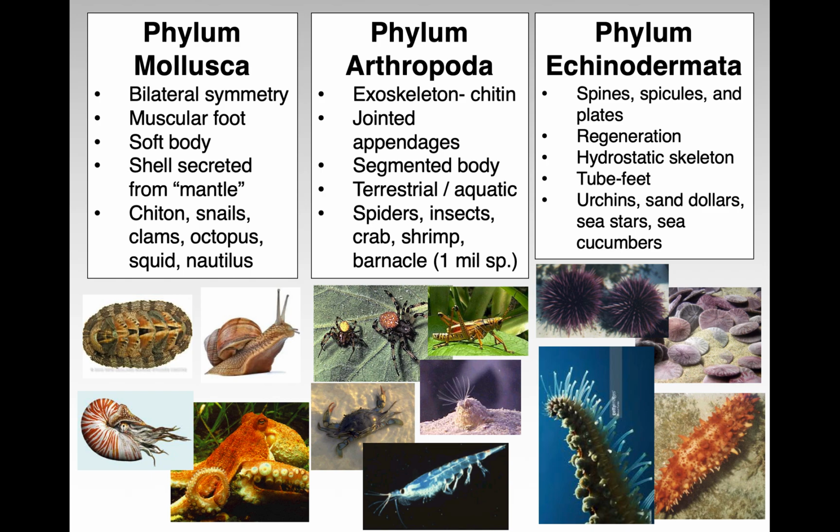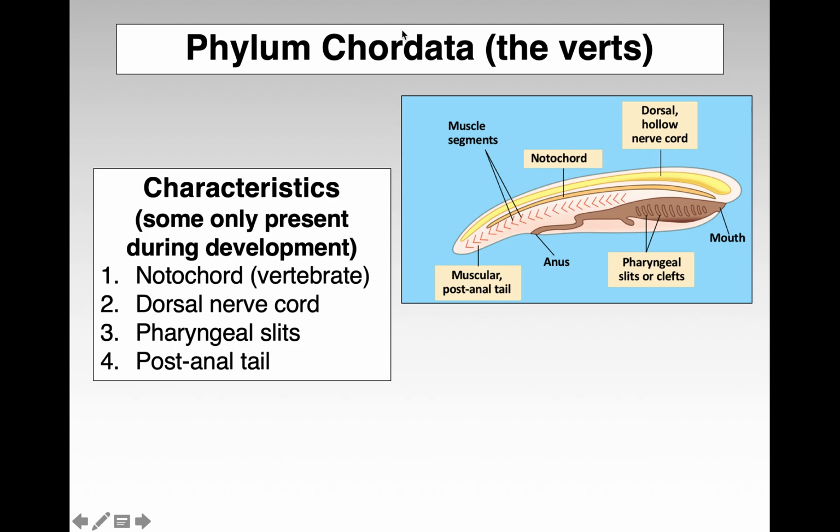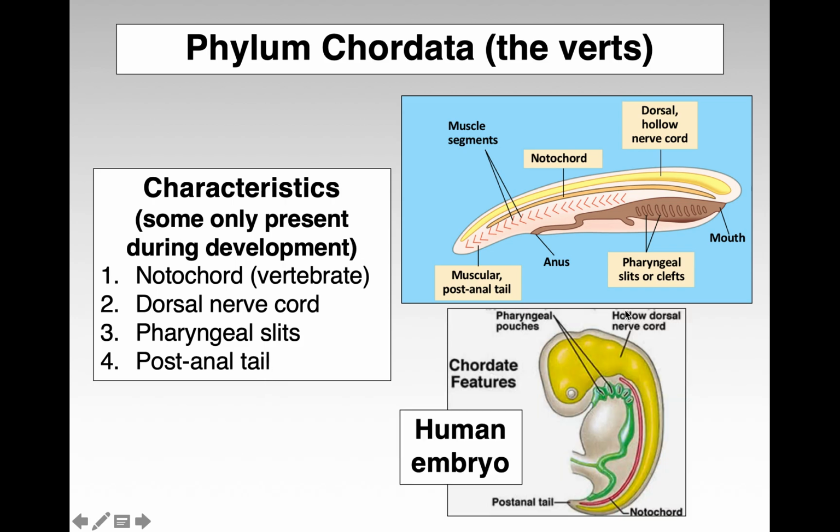They move around by tube feet, which are shown here, and they have a hydrostatic skeleton, so not a real skeleton. The phylum Chordata are all of the vertebrates. These are all characterized by 4 common things. They have a notochord, meaning vertebrae. They have a dorsal nerve cord, meaning the soft tissue on the inside for sensory neurons. They have pharyngeal slits and a post-anal tail.